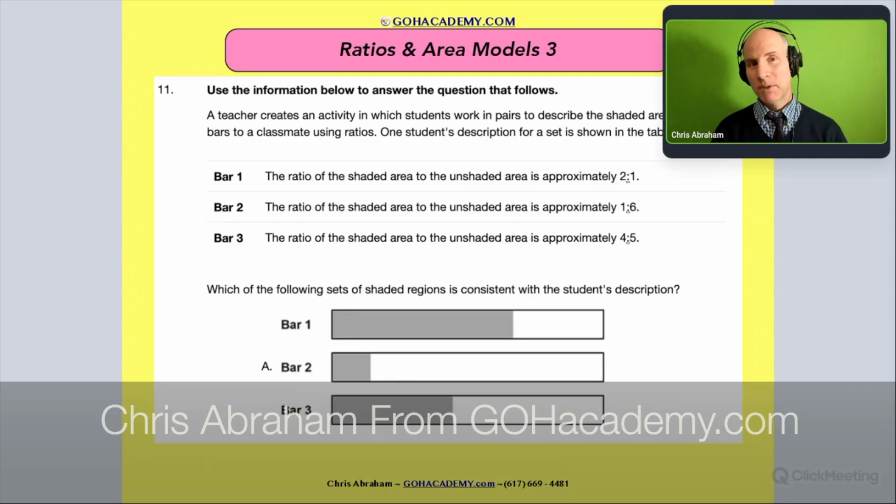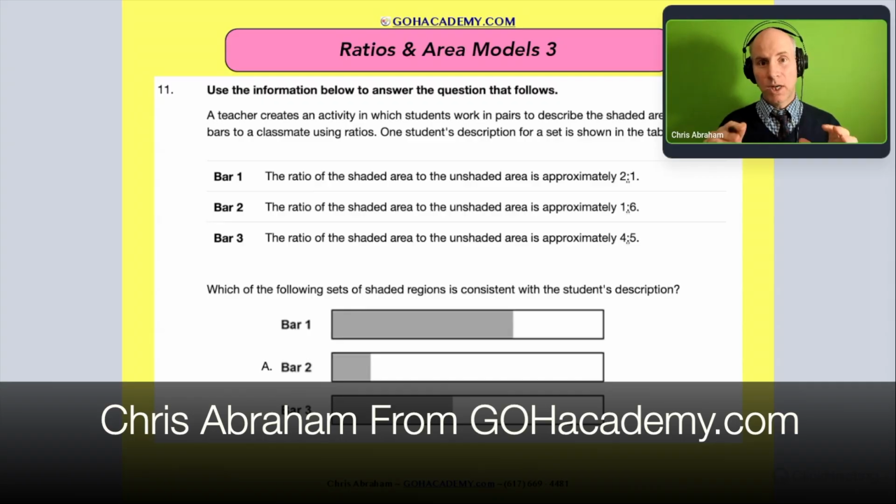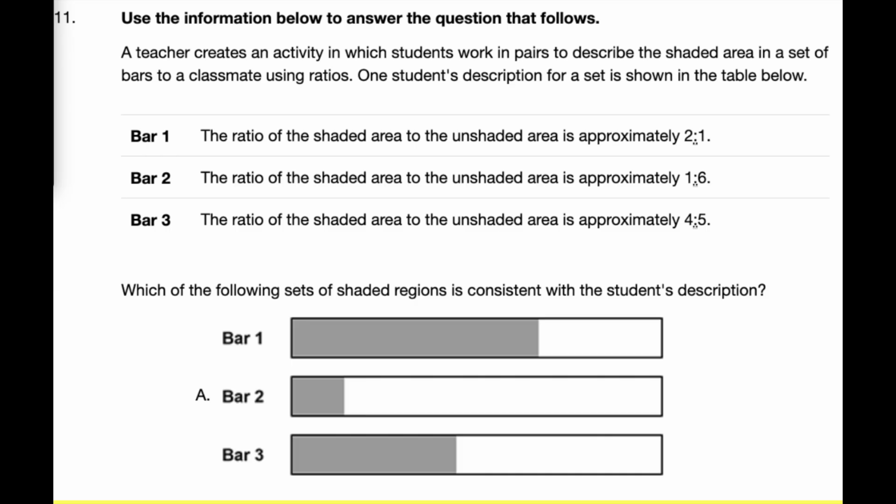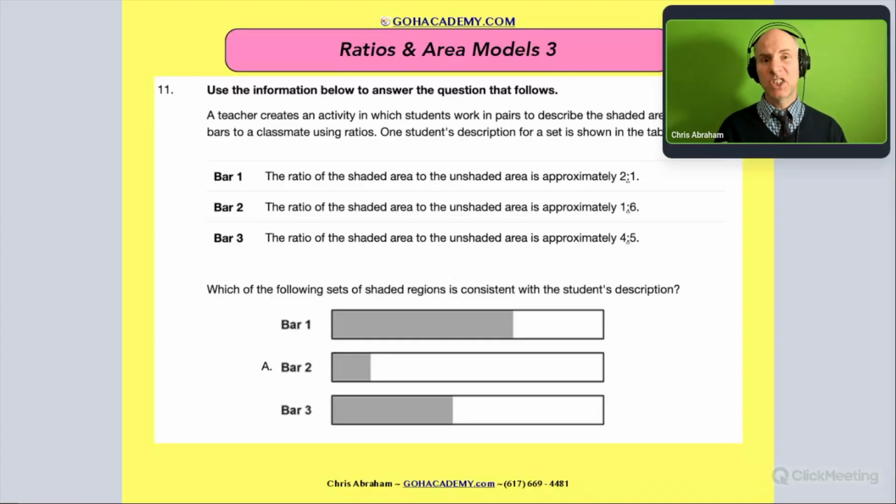Hi team, my name is Chris Abraham from GOHacademy, and we're going to do another problem in our set involving the new General Curriculum 278 exam for math and science. This one's number 11 on the practice exam. I want you to take a few moments and read it to yourself. You can probably recognize it just by looking at the diagram, but read this one to yourself first, and then tell me to unpause the video, and we'll go in it together, okay?